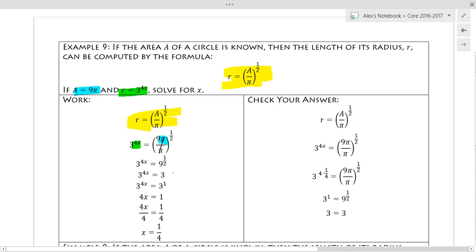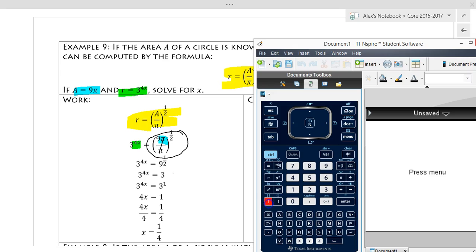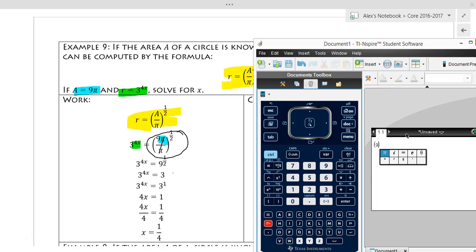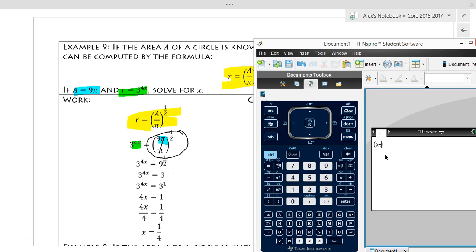However, you don't really have to do all of that, because you can just start at this step and type that into your calculator. So I have 9 pi divided by pi, all of that to the 1/2. And we also get 3. So we kind of just took out one of those steps. We can just type that into our calculator.